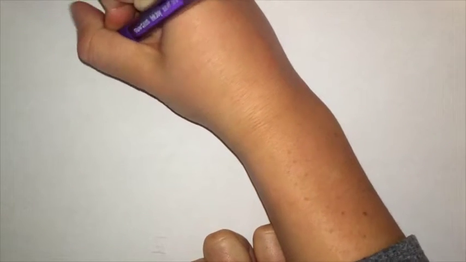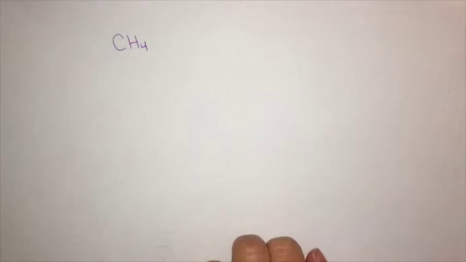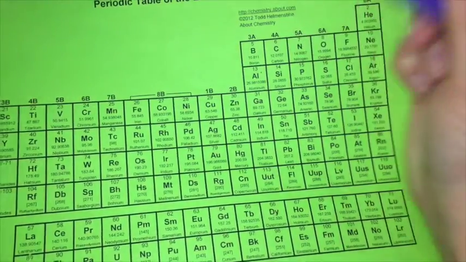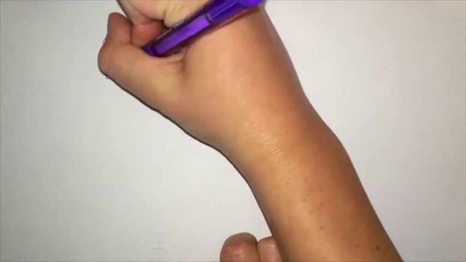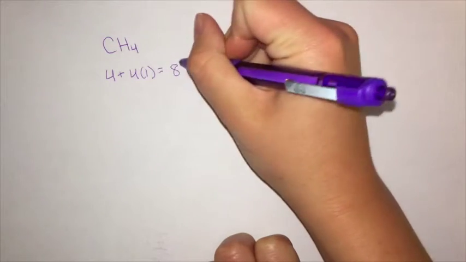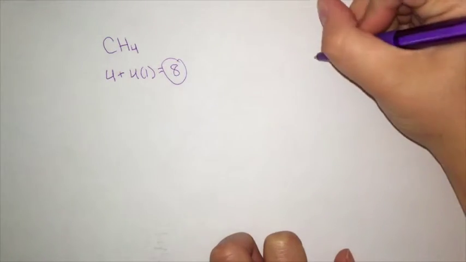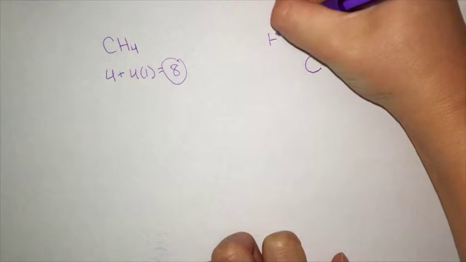Okay, so we're going to try one more example just so we get the concept down. The last molecule we're going to find the Lewis dot structure for is going to be CH4. Again, we have to find the total amount of valence electrons in this molecule. C has 4 valence electrons, and H has 1. So we do 4 plus 4 times 1, which is 8. So CH4 has 8 valence electrons total. C is going to be our center atom in this case, and we're going to put 4 H's around the C.